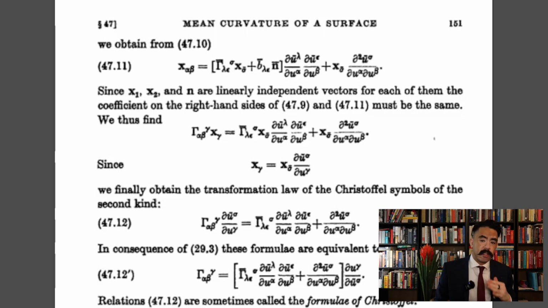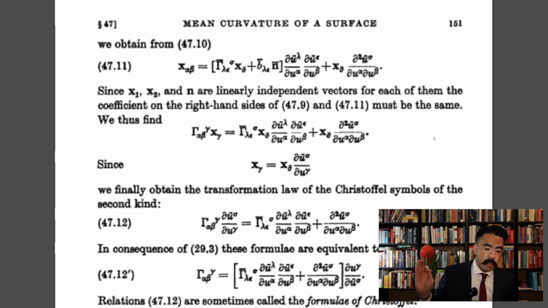Since x_1, x_2, and n are linearly independent vectors for each of them, the coefficients on the right-hand sides of these two relations for x_{αβ} must be the same. We thus find that Γ^γ_{αβ} x_γ equals Γ̄^σ_{λε} x_σ̄ ∂ū^λ/∂u^α ∂ū^ε/∂u^β plus x_σ̄ ∂²ū^σ/∂u^α∂u^β.